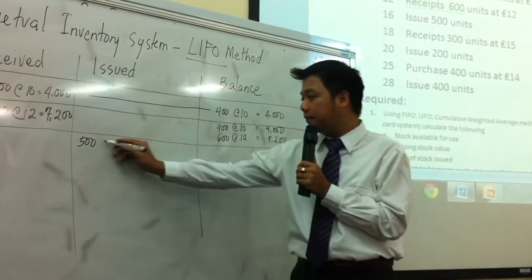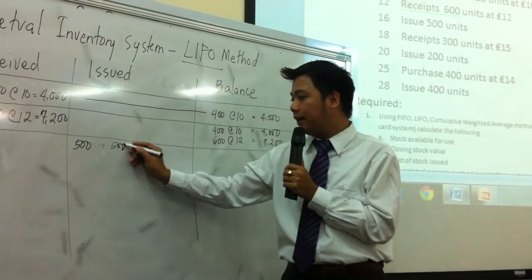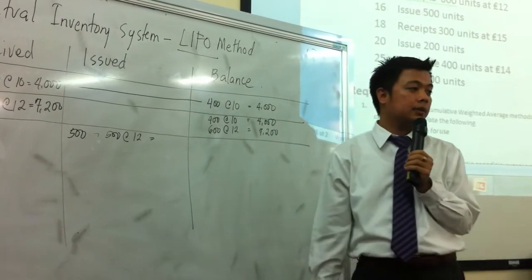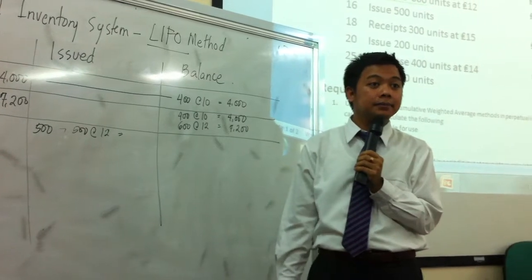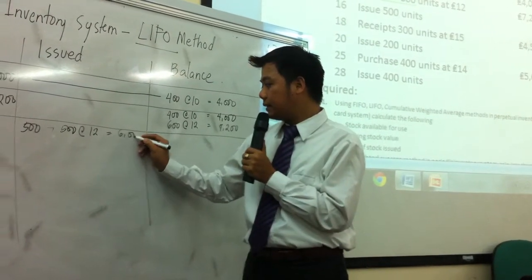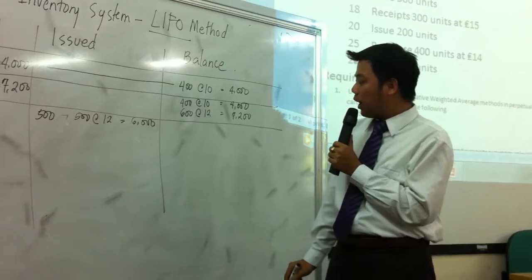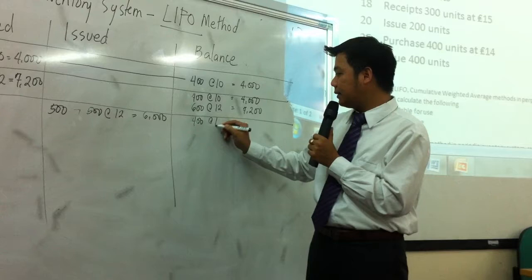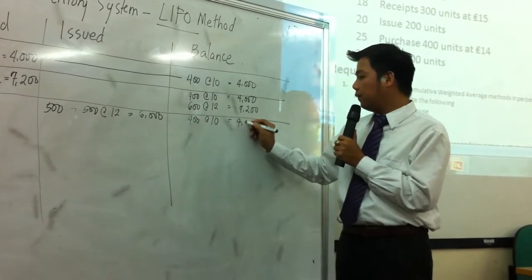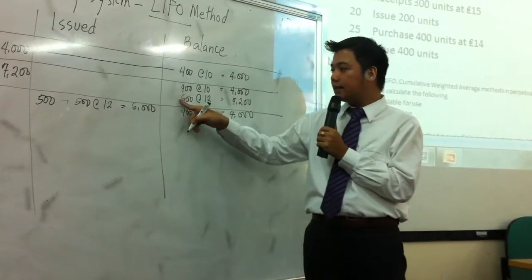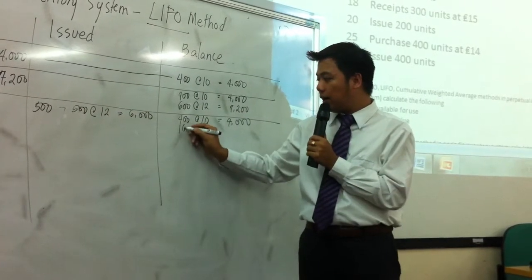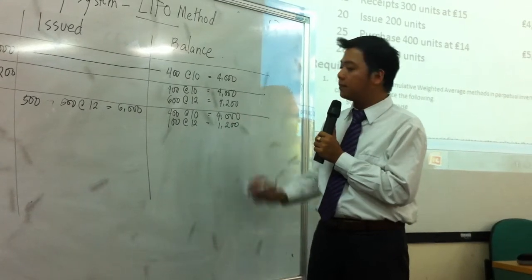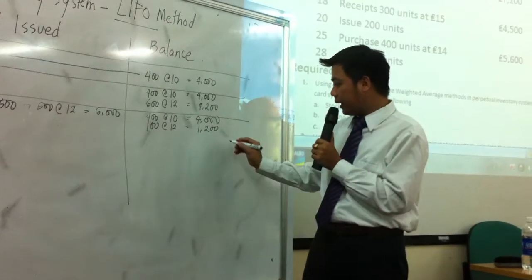So we just write 500 at 12, and that is how much? 6,000. Exact? Yes. Okay. So, how much is left? 400 at 10, and that is 4,000. And this 600 minus 500? 100 at 12, and that is how much? 1,200. Okay, let's close.